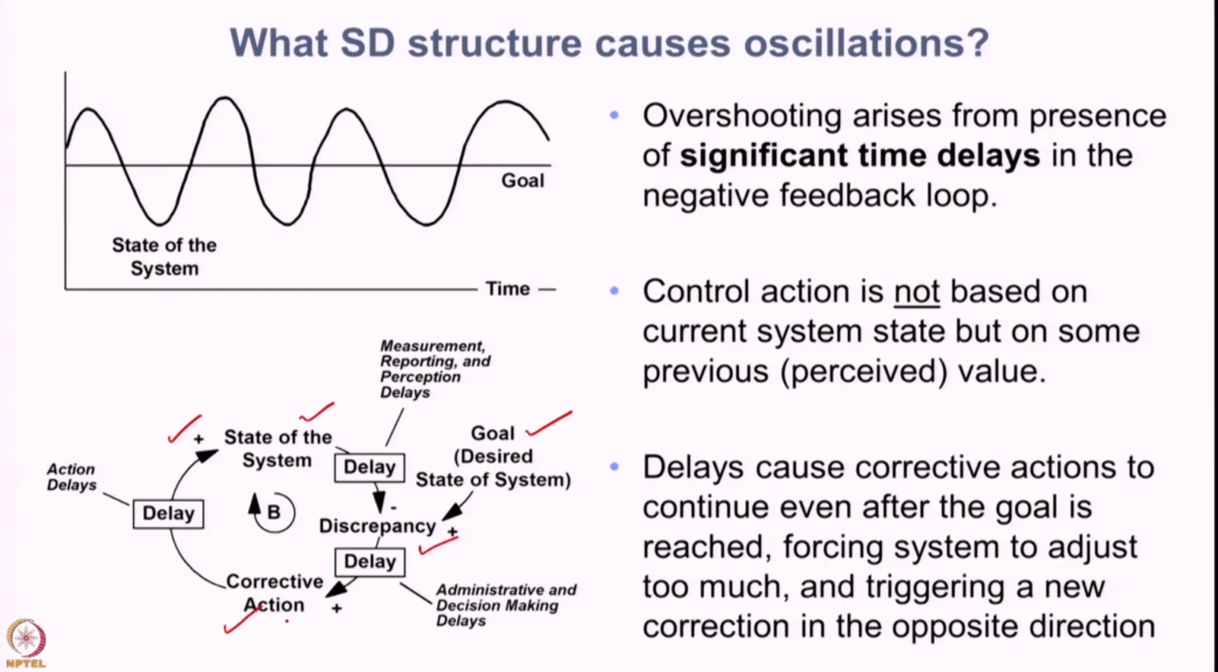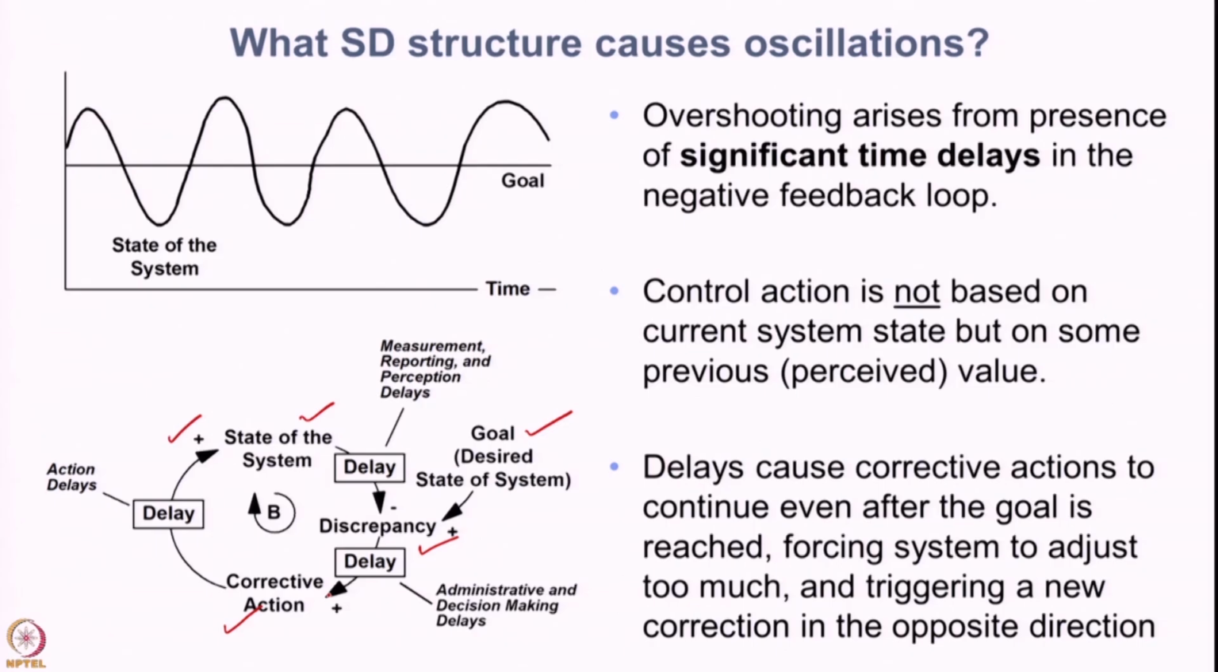And even after we decide what action to take, it takes some time to do the action itself. That is indicated as action delay in this causal loop model. So, as you can see, any presence of any single delay within a negative feedback system is going to result in oscillatory behavior, which is summarized here. Thus, overshooting arises from the presence of significant time delays in the negative feedback loops.